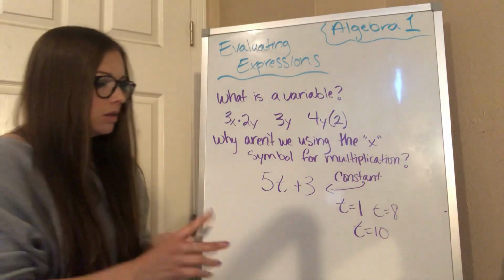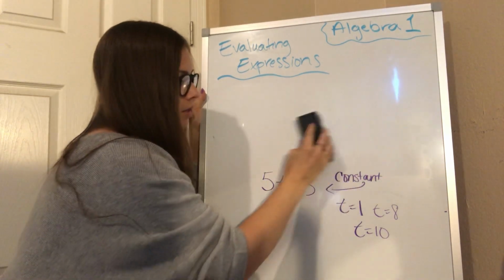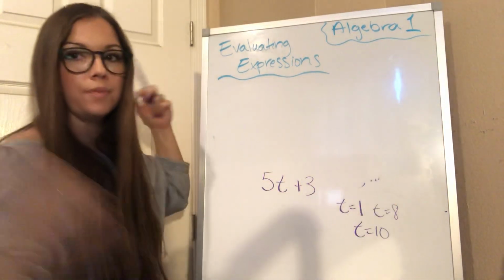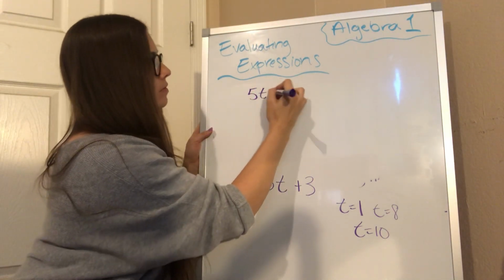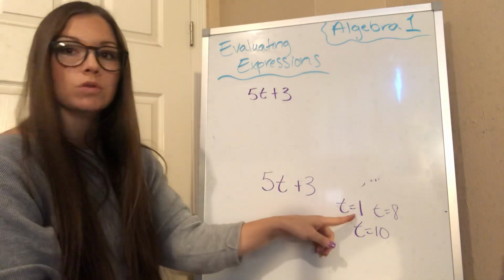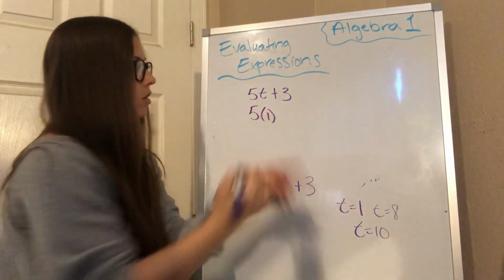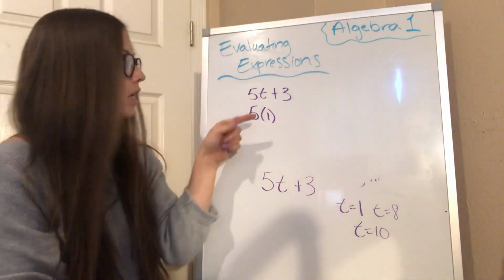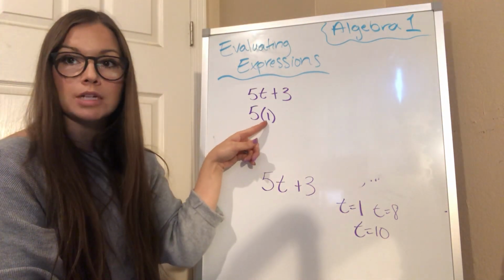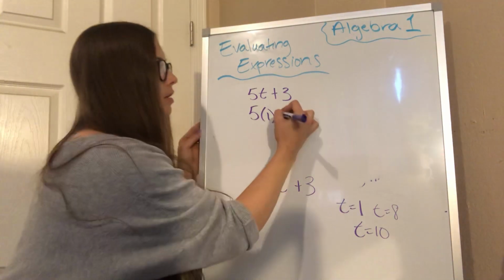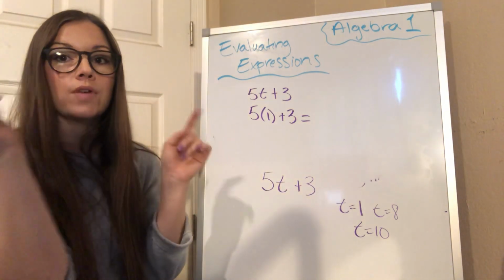Okay? So I'm going to raise this up here so you guys can for sure see, because when it's lower on the board like that, I'm not sure that you can see all the time. Okay? So 5t plus 3. If t equals 1, so I'm going to plug in, here's my parentheses for multiplication, right? Because 5 next to t means 5 times t. So I'm going to put my 1 in parentheses because that still says 5 times whatever t is. In this case, t is 1. So 5 times 1 plus 3 equals what? And don't forget about your order of operations, okay?